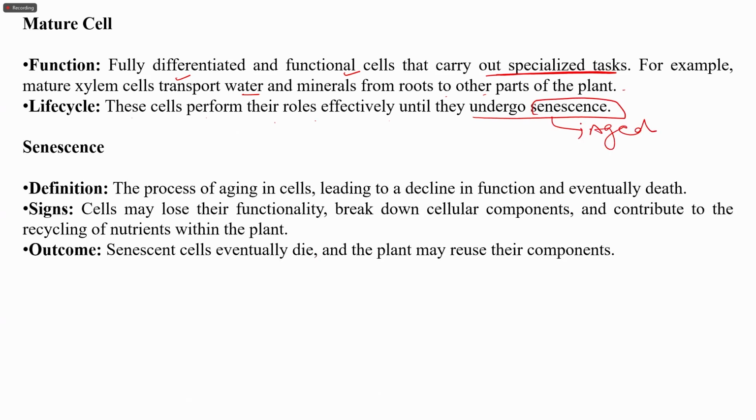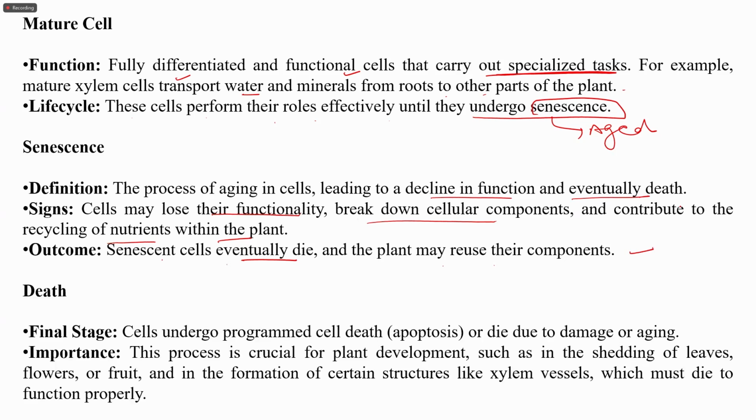So senescence is the process of aging in cells leading to decline in function and eventually death. Signs are that the cells will lose their functionality, they break down their cellular components and contribute to recycling of those nutrients within the plant. Senescent cells eventually die and the plants may reuse their components. So this is the aging, and ultimately the cells die, which is the death of the plant cell.